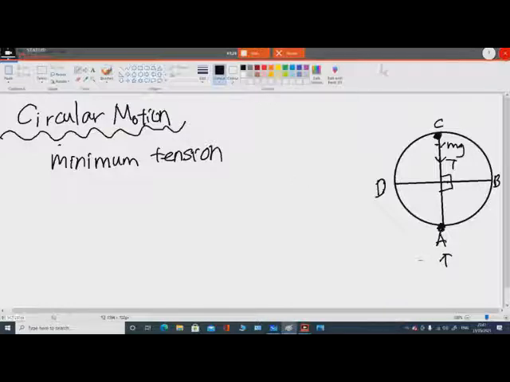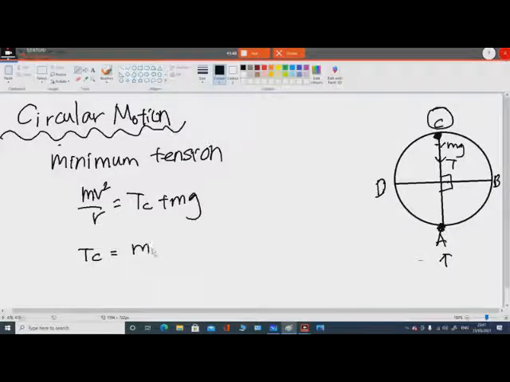Basically, minimum tension is actually at point C. This is because, as we mentioned just now, mv squared over r is actually equal to the tension at point C plus mg, the weight of the object. So Tc is actually equal to mv squared over r minus mg, which is basically equal to 0.